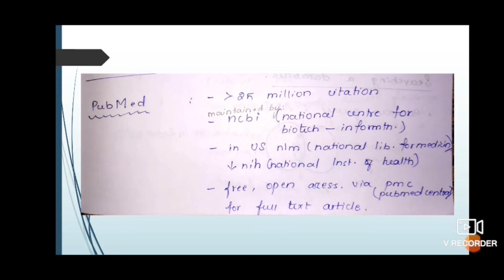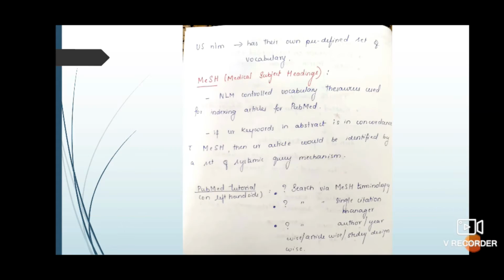PubMed is the most commonly used platform for searching literature, and it contains more than 25 million citations. It is maintained by NCBI, that is, the National Center for Biotechnology Information, in the US NLM, that is, the National Library of Medicine, and it is under NIH, that is, the National Institutes of Health of the US. It is free and open access via PMC, that is, PubMed Central, for full text articles.